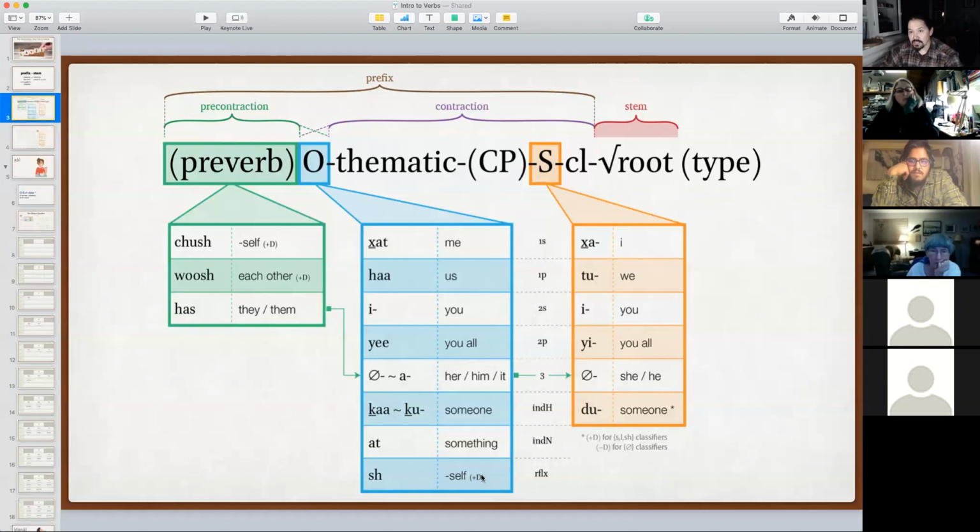There's another one, ush. I'm not going to worry about that. That's the main character of a story. It's basically what ush is.